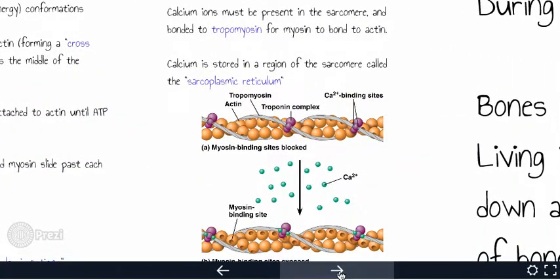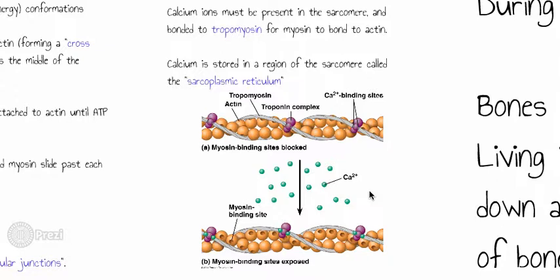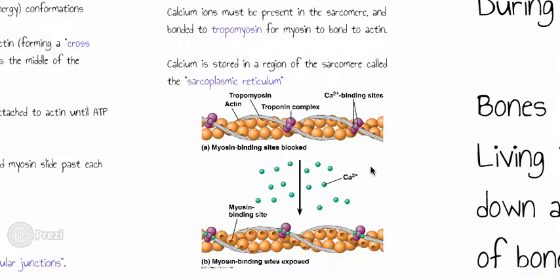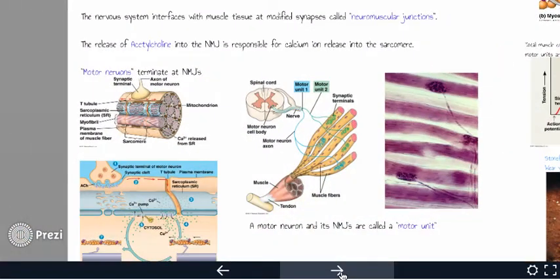Okay, so in order to do that, calcium has to be present. You need those calcium ions. They must be present in the sarcomere and bonded to tropomyosin for myosin to actually bond to actin. Okay, so calcium is stored in the sarcomere in a place called the sarcoplasmic reticulum. Calcium has lots of different functions, and as we were looking at with neurotransmitters being released from terminal branches, calcium actually has to come in order for neurotransmitters to be released from vesicles at terminal end branches and neurons, by the way. So calcium is a really important intermediate mineral to help us do those things.